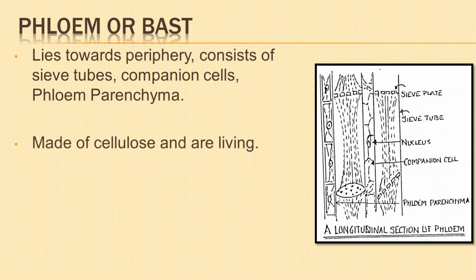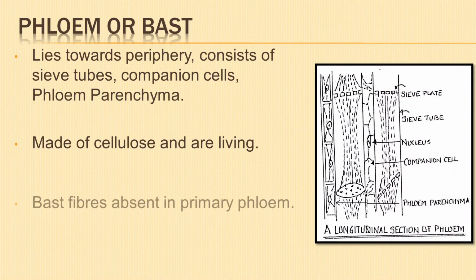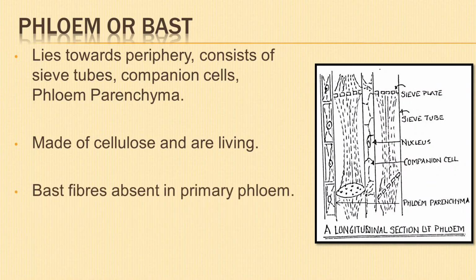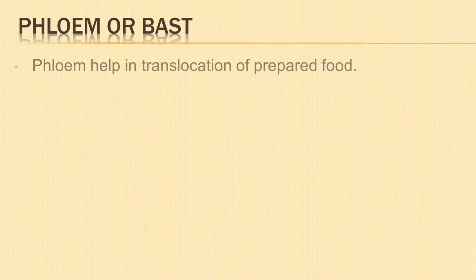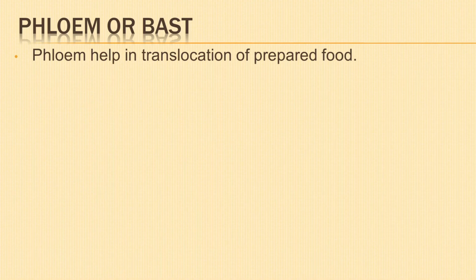Phloem lies towards the periphery and consists of sieve tubes, companion cells, and phloem parenchyma. They are all made up of cellulose and are living. Bast fibers are generally absent in primary phloem. It may show patches of pericyclic sclerenchyma called hard bast. Phloem helps in translocation of prepared food from leaves to other parts of the plant.